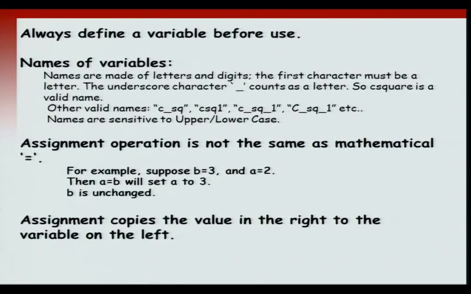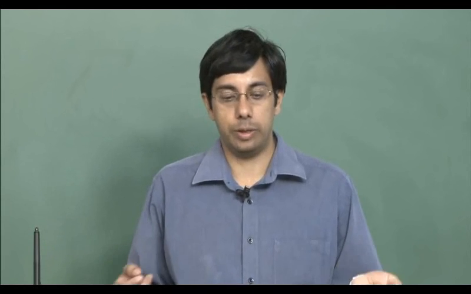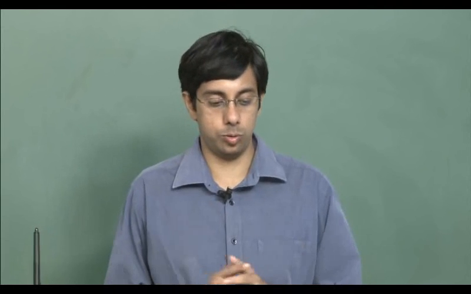Another thing to watch out for is that the assignment operation, which is equal to, is not the same as the mathematical equal. So, when mathematically we say A equal to B, it means that A and B are the same quantity. So, A equal to B is the same as saying B equal to A. This is not true in C.